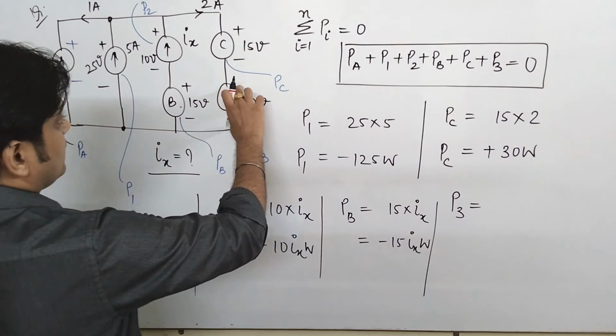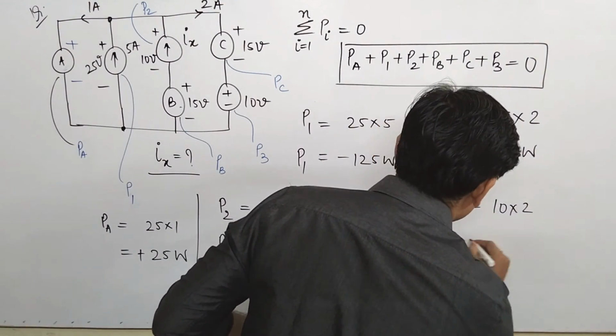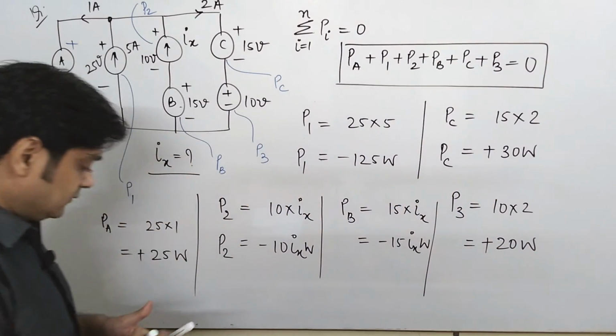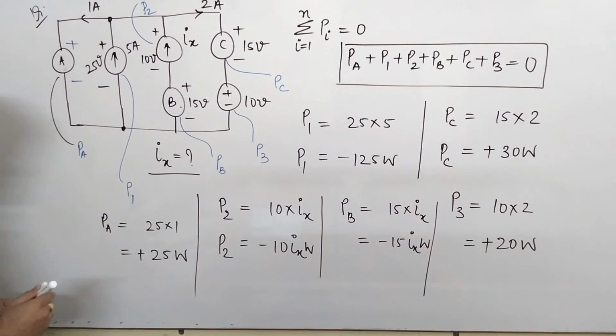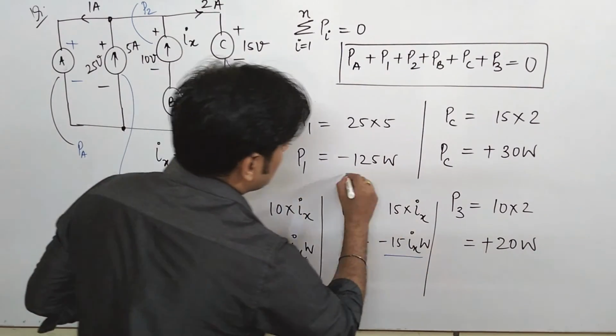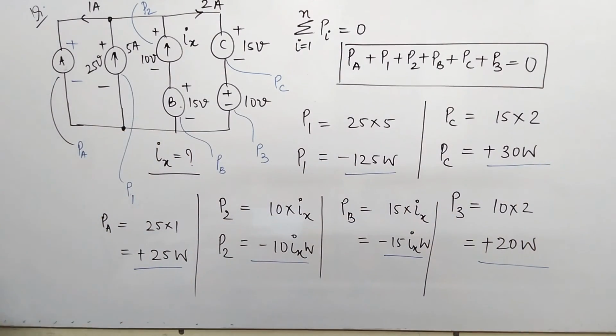So what is P3? Again 2 ampere is entering. So it is 10 into 2, that comes to be 20 watt, and it is plus. Why? Because it is absorbing. Okay, so with that you can finally find the powers PA, P2, PB, P1, PC and this. So now can you find the value of Ix? Yes, very simple, we will find the value of Ix.